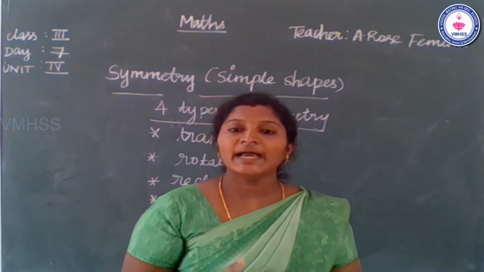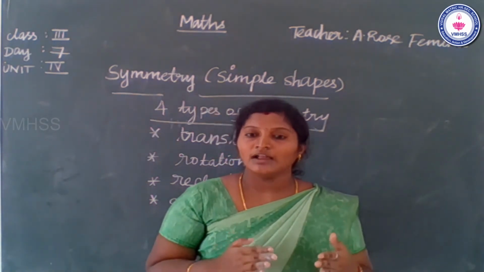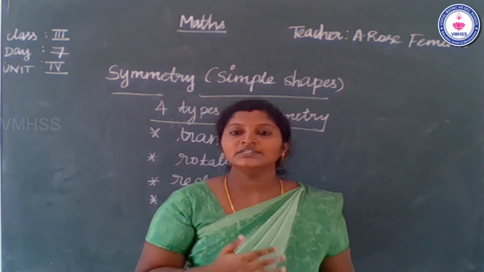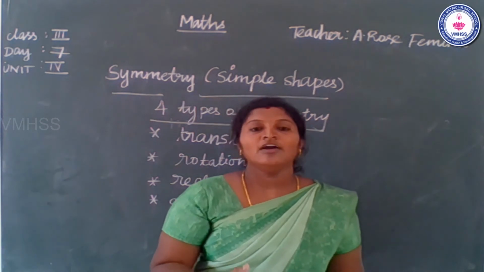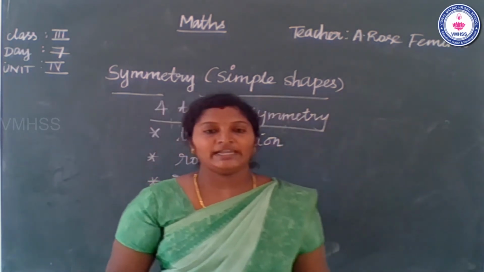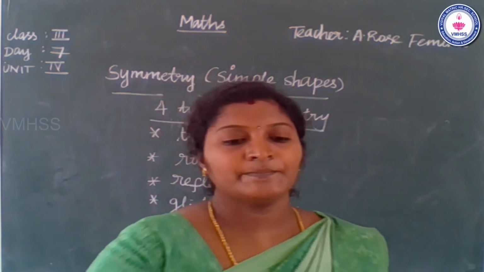The imaginary line or axis along which you can fold a figure to obtain symmetrical halves is called the line of symmetry. Do you understand?